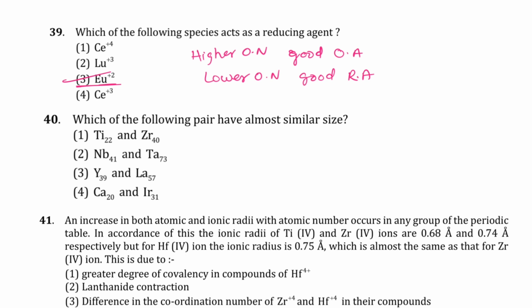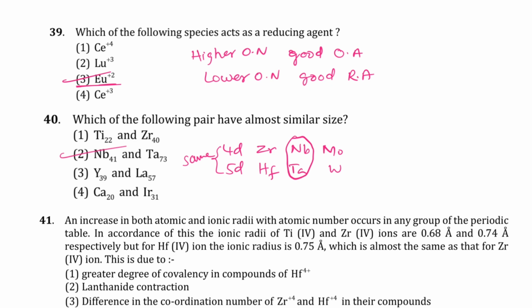40. Which of the following pairs have almost similar size? Questions like this are asked many times in competitive exams. The 4d series and 5d series atomic sizes are nearly the same: zirconium and hafnium, niobium and tantalum, molybdenum and tungsten. According to the options here, niobium and tantalum have nearly the same size. Therefore the second option is correct.